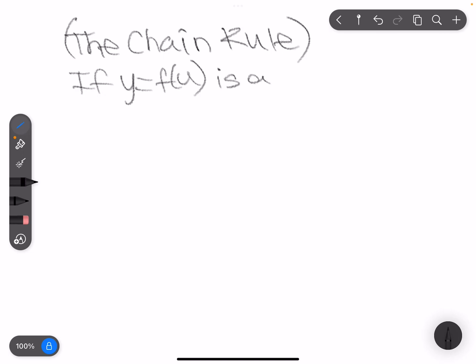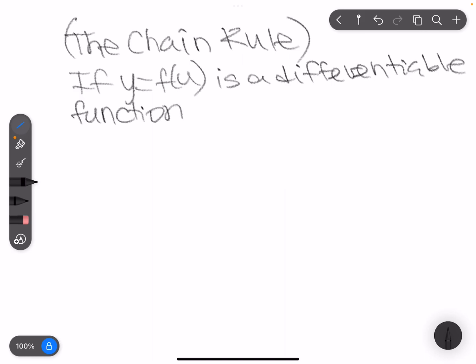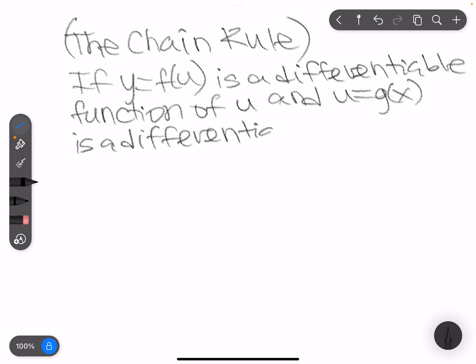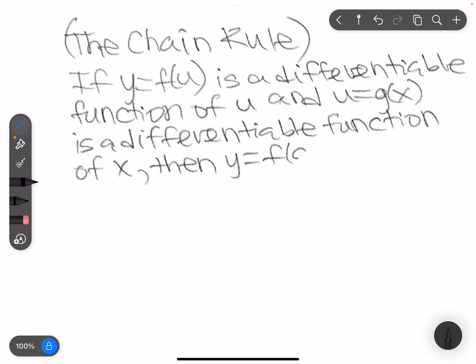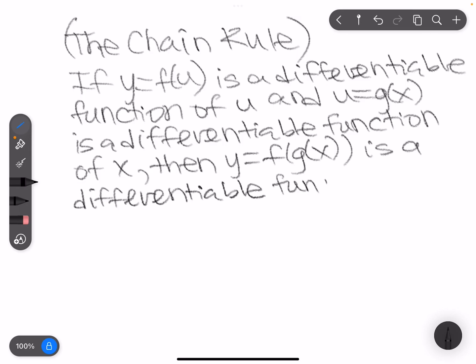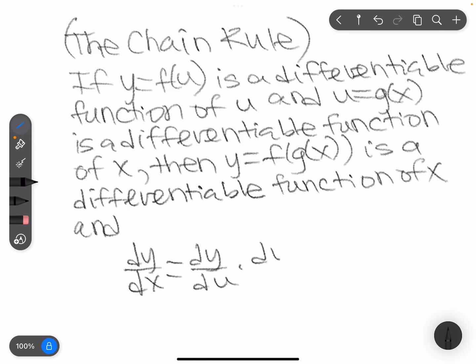If y equals f of u is a differentiable function of u, and u equals g of x is a differentiable function of x, then y equals f of g of x is a differentiable function of x, and dy dx will be dy du times du dx.